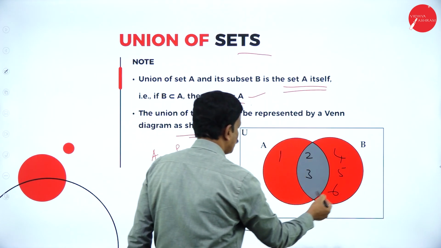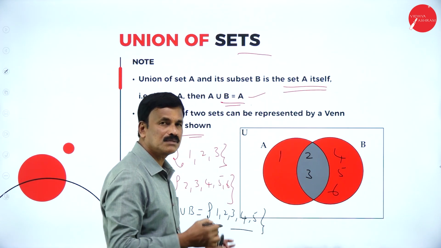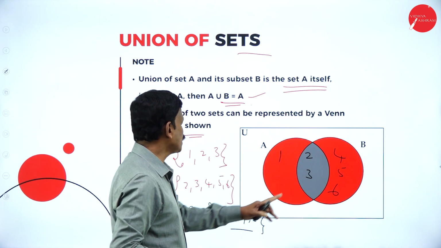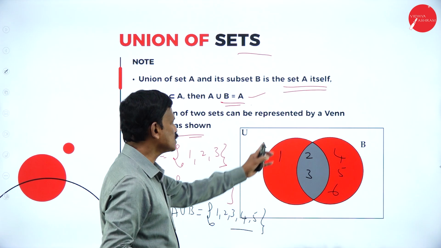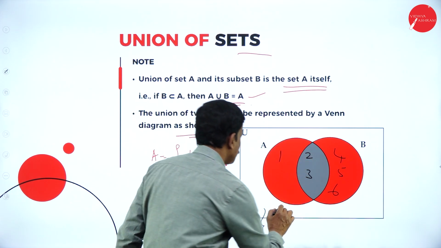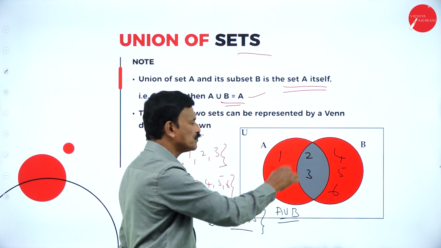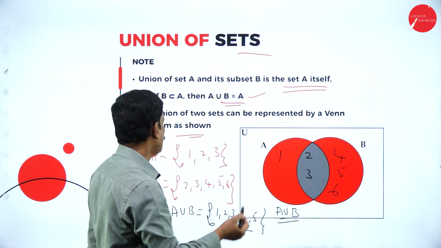This part will give the common elements in both the sets A and B. So A contains 1, 2, 3, B contains 2, 3, 4, 5, 6. This is called A union B, with all the elements 1, 2, 3, 4, 5, 6. Now move on to the next.